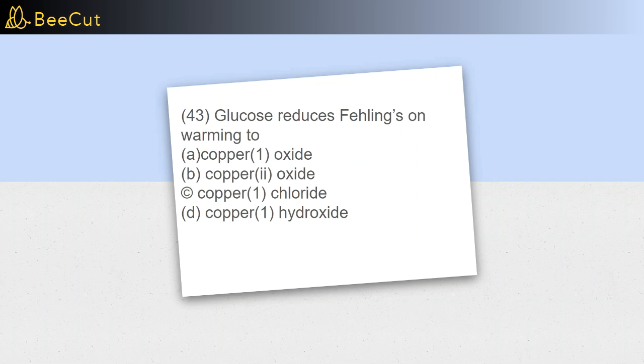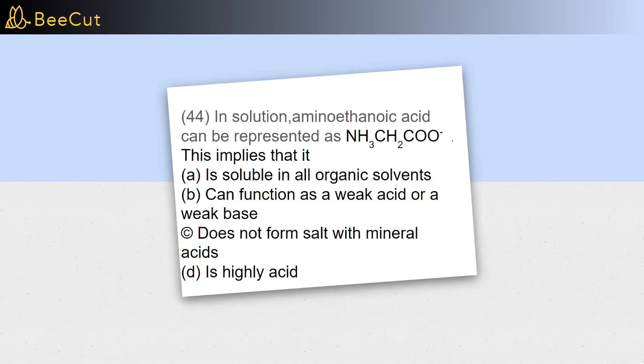43. Glucose on warming reduces Fehling's solution to copper(I) oxide. A, copper(I) oxide is the best answer. A is the correct option for 43.